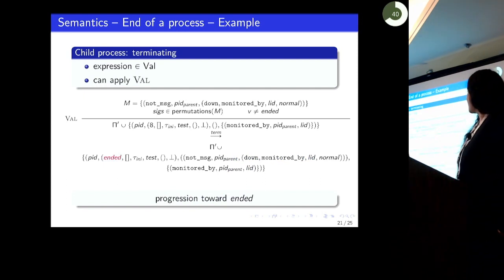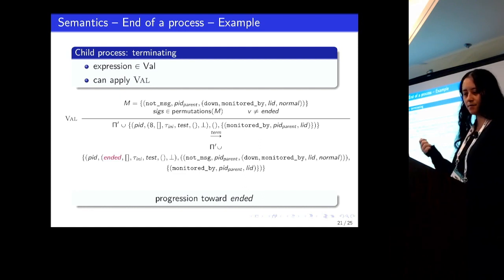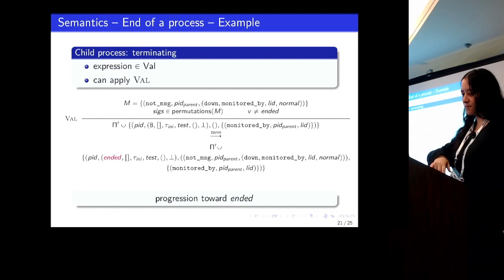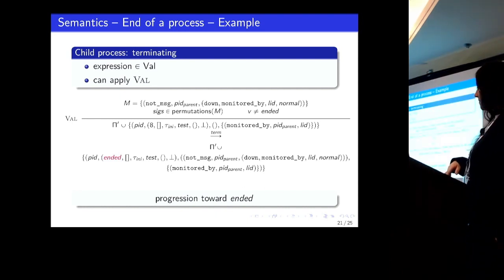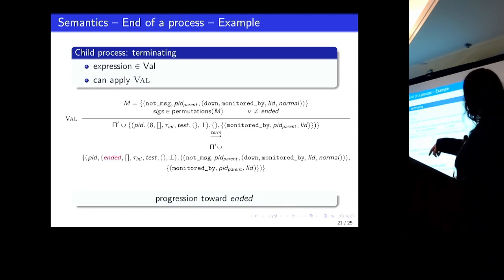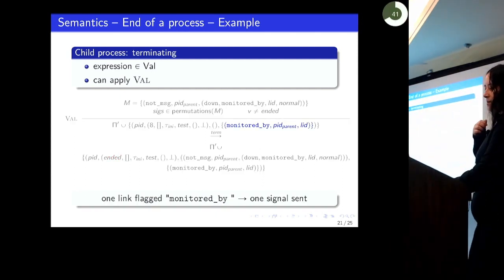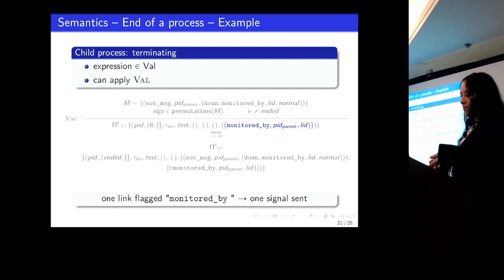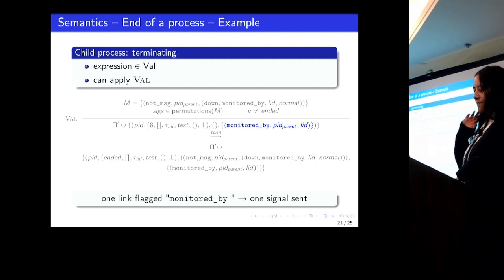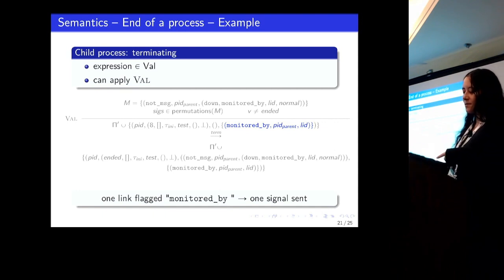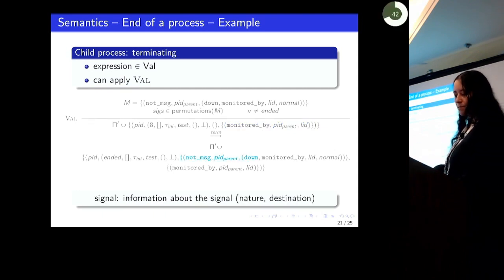Okay, now that we have a value, so now that the first expression of the child has been fully evaluated, we can terminate the process. This is done with the rule val. As you can see, the child process is progressing toward the ended value. There is one link flag monitored by in its L set of links, which means that it will send one signal to the parent.